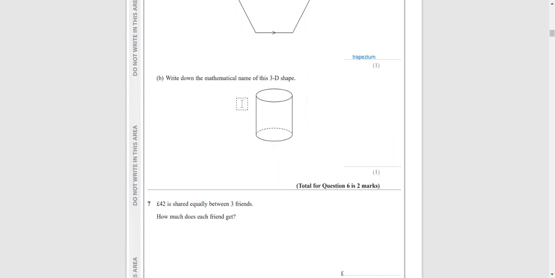Question 6a, write down the mathematical name of this quadrilateral. This quadrilateral is a trapezium. The mathematical name of this 3D shape is a cylinder.